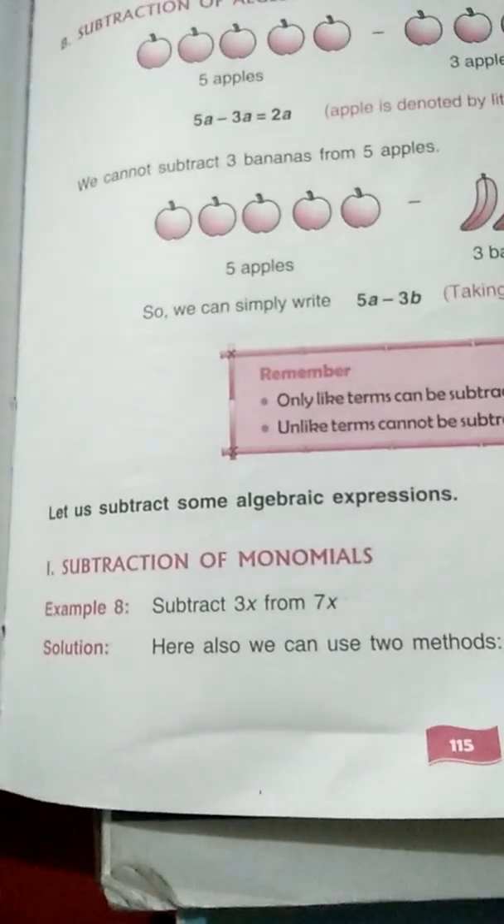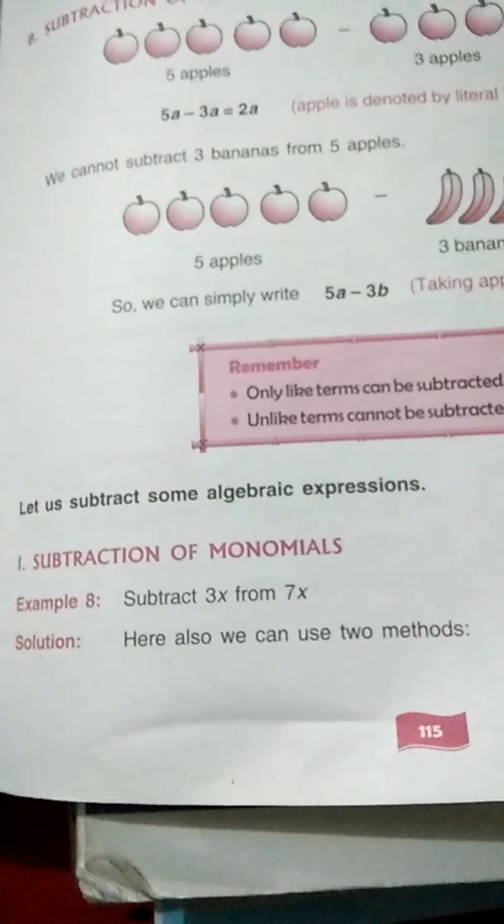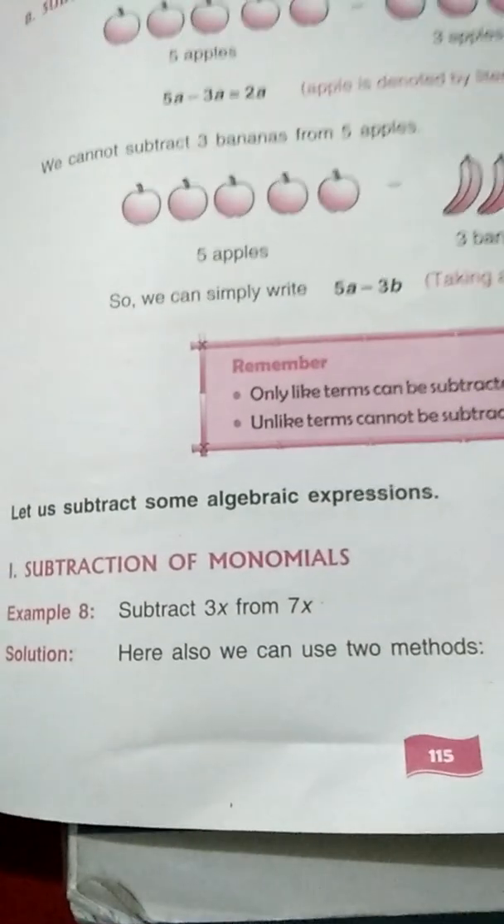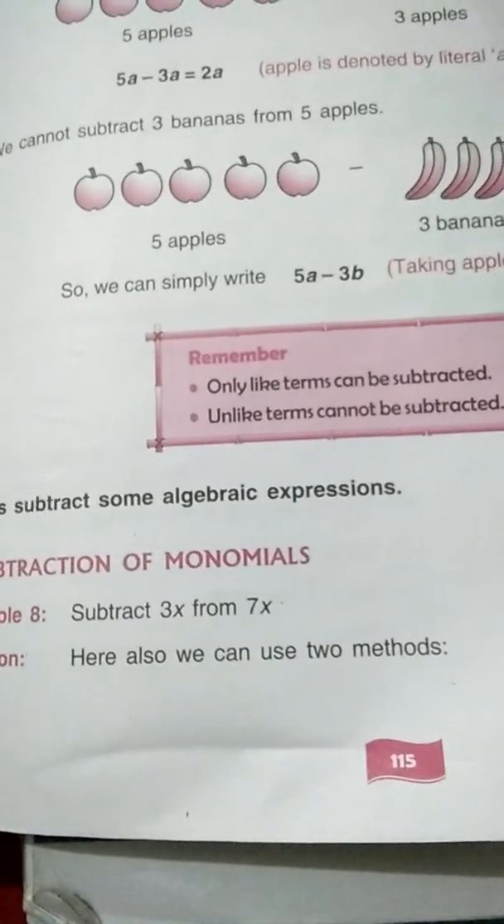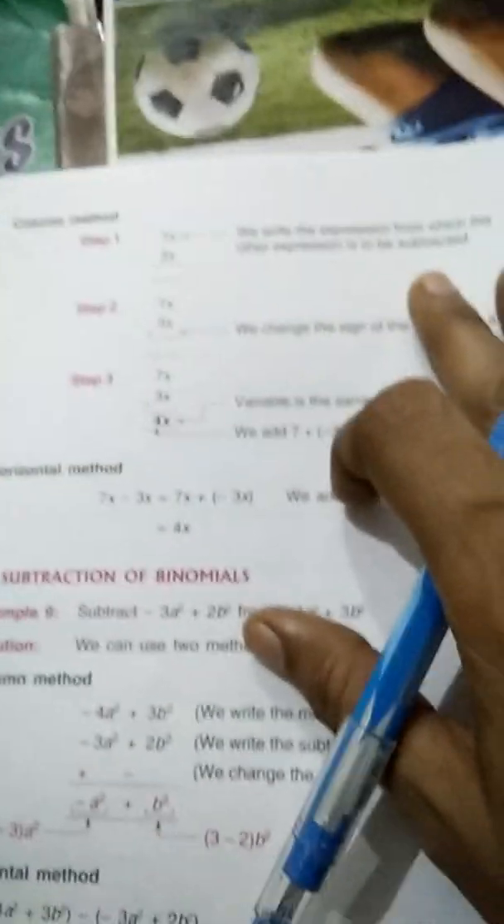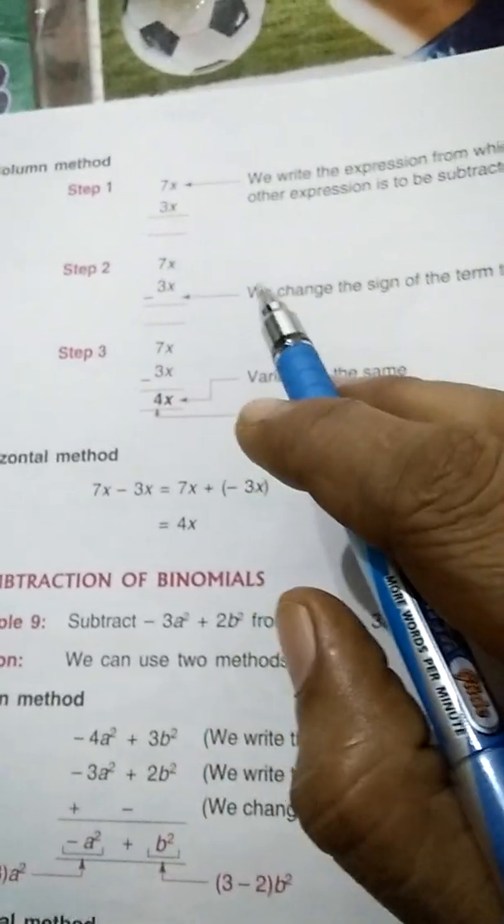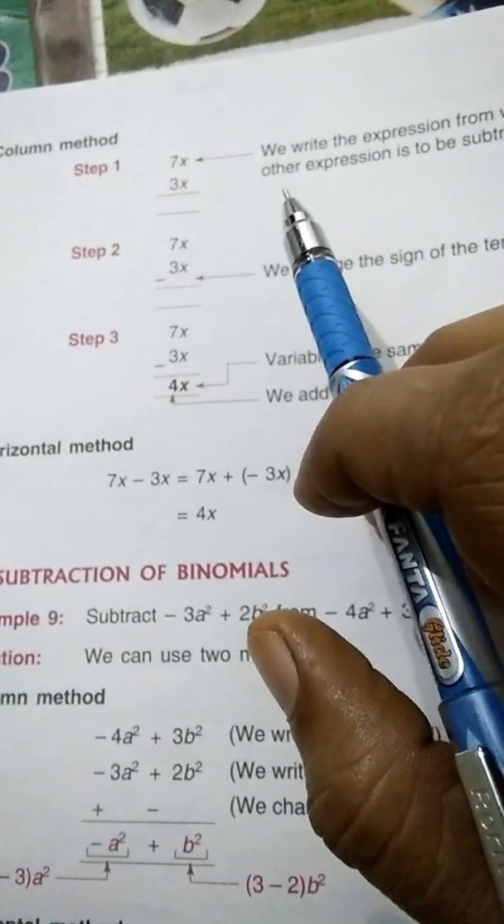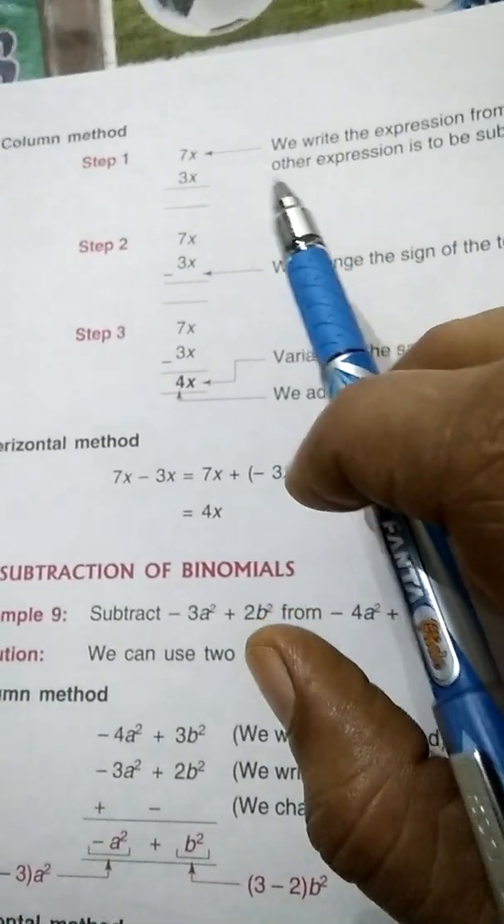Good morning everyone. Today we are going to discuss subtraction of monomials. So example 8, subtract 3x from 7x. Here also we can use two methods. As we have used in addition of monomials, horizontal method and column method, we can also use them in subtraction.